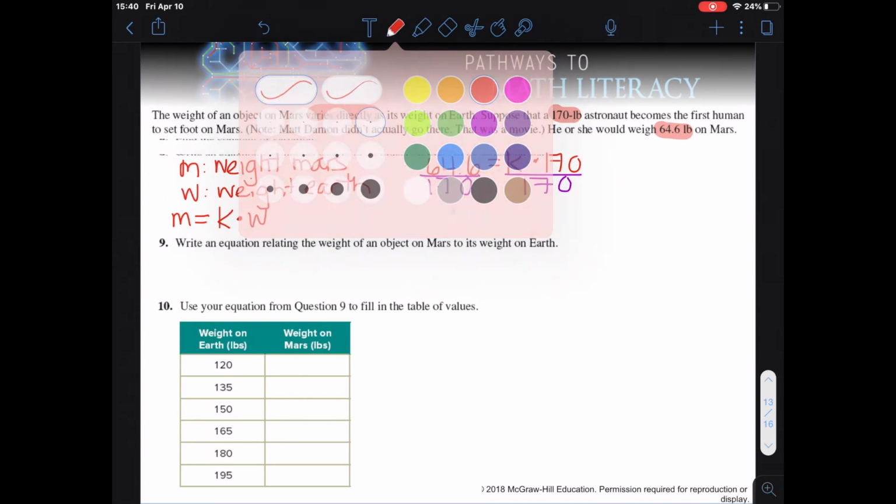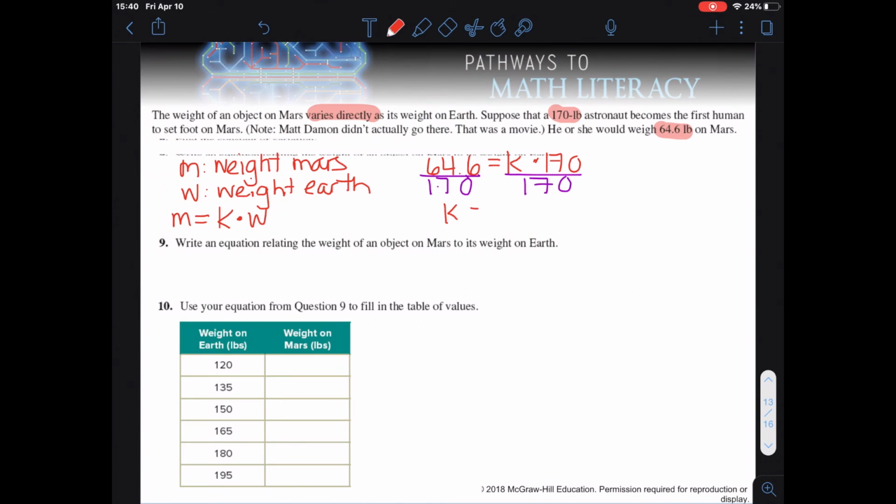And this tells us our constant K is going to equal 0.38. So our equation relating our weight on Mars and our weight on Earth is going to be M is equal to 0.38 times the weight on Earth.